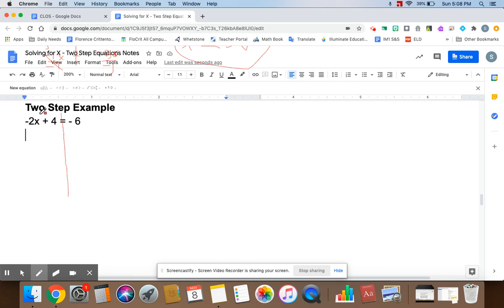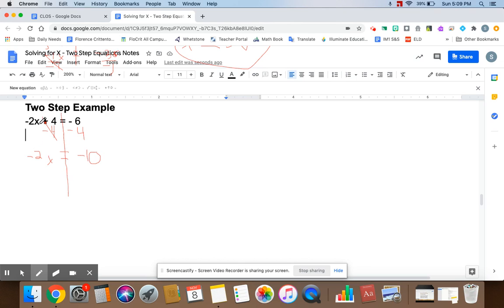On the left with x is a negative 2 and a plus 4. Which one should I get rid of first? Negative 2 is being multiplied versus this plus 4 is getting added on. So get rid of that one first by minusing it away to both sides. So I still have the negative 2x in front. Plus 4 minus 4 is 0. Negative 6 minus 4 is negative 10.